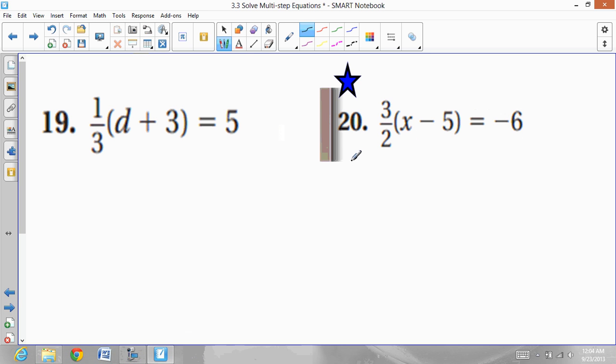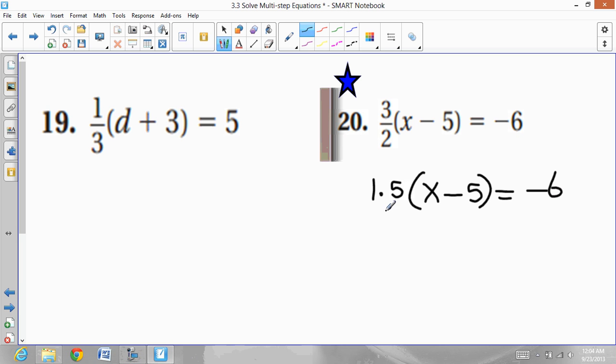Let's focus on question number 20. 3 over 2 times x minus 5 equals negative 6. You've got an option. If it is a fraction that you can change to a decimal in a neat and nice way, you can. So 3 divided by 2 gives you 1.5. This one, I would prefer that you change it to a decimal. This one, I would not prefer that you change to a decimal. Keep it as a fraction. So you've got 1.5 times x minus 5 equals negative 6.